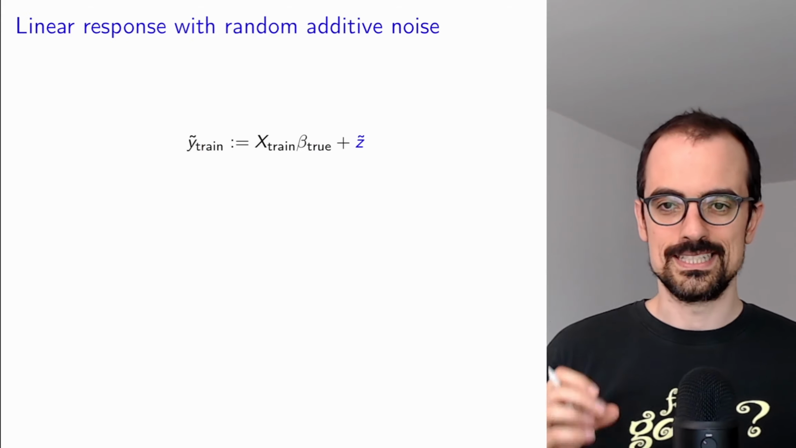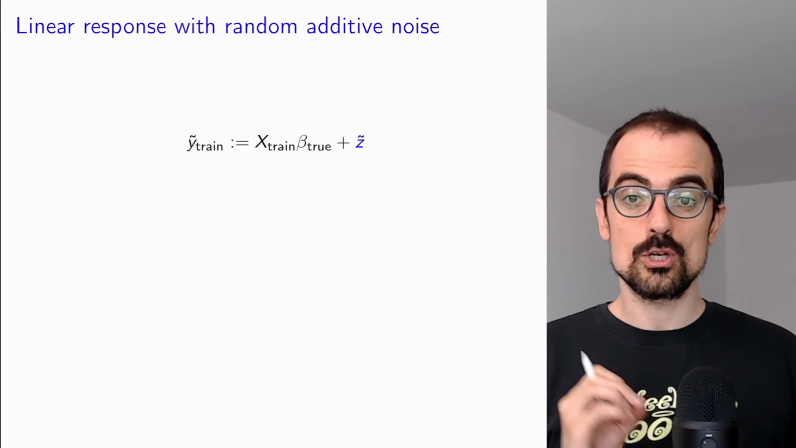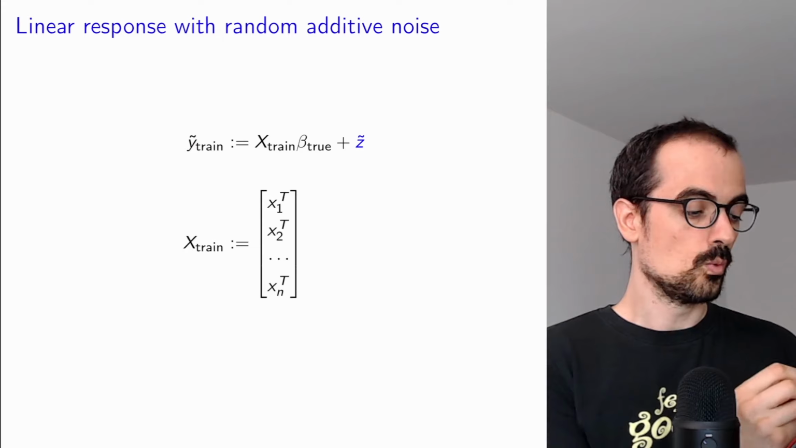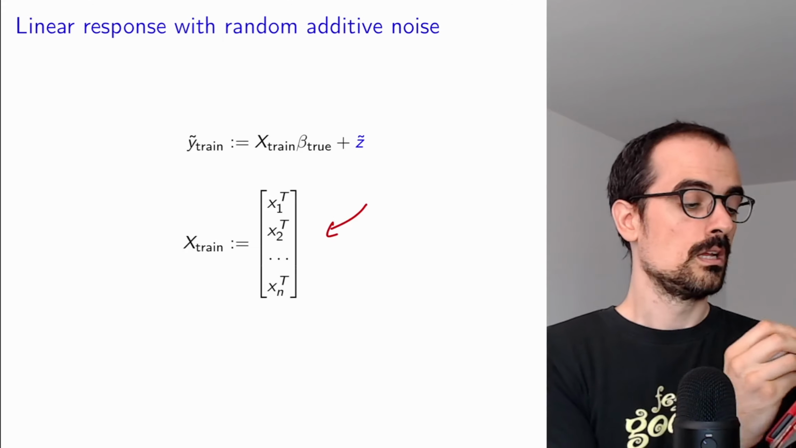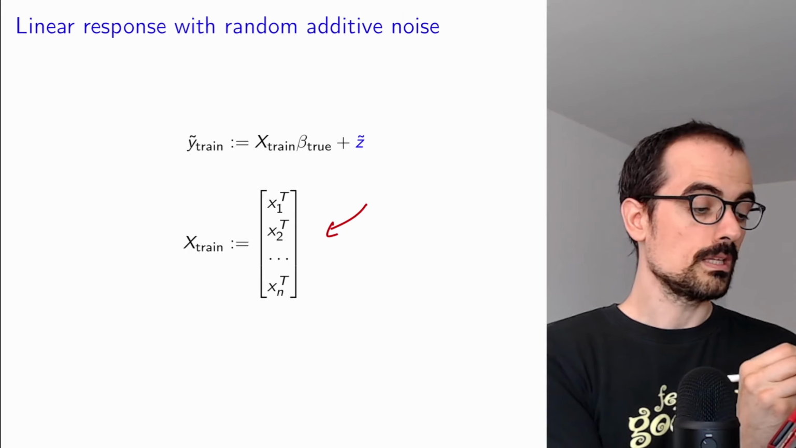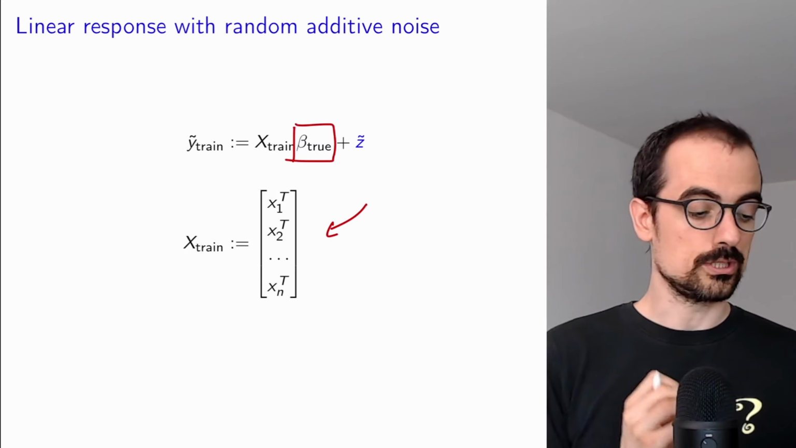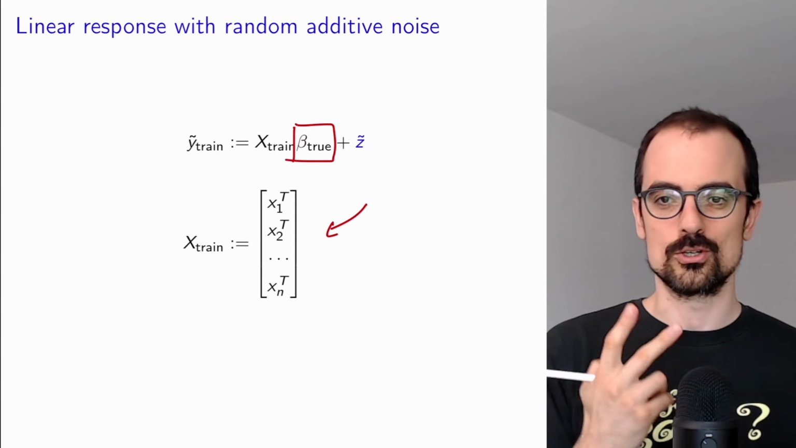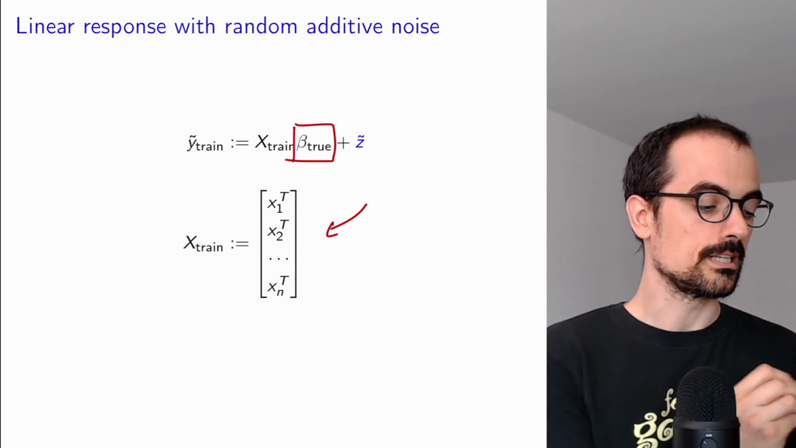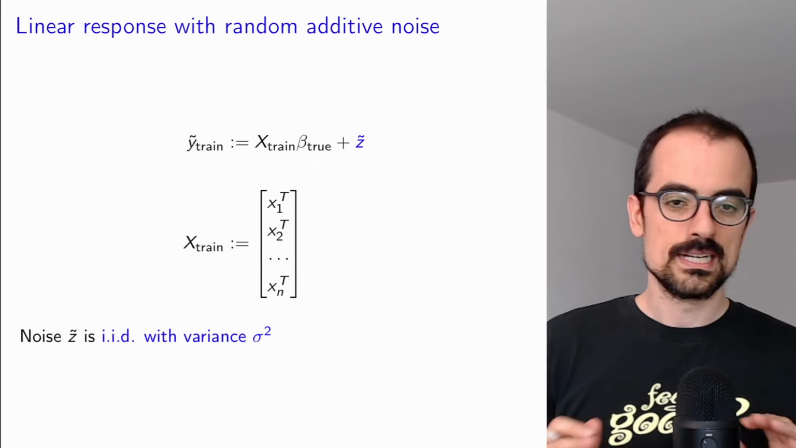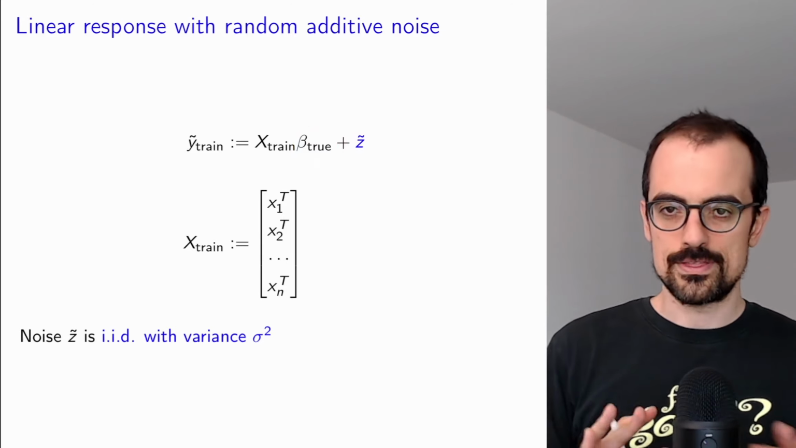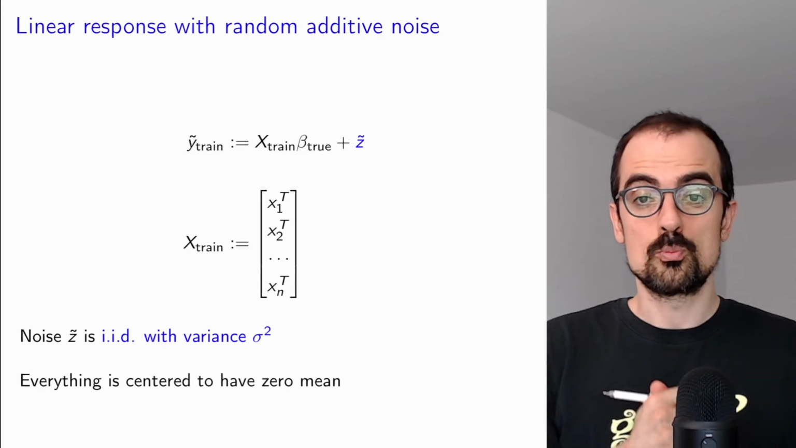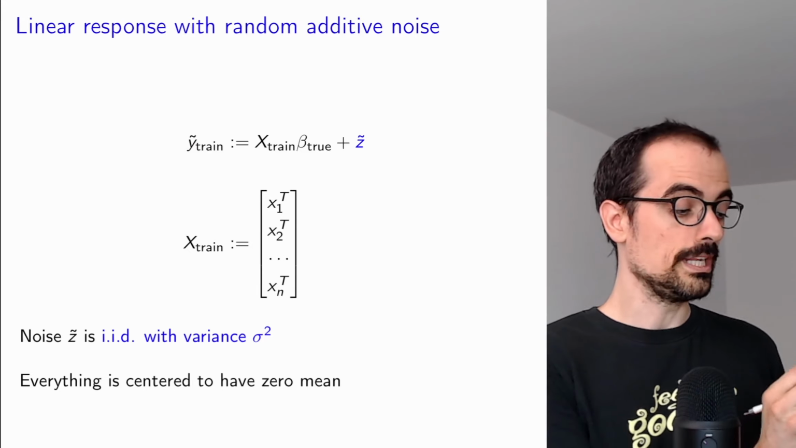In order to explore this issue more in depth, let's consider a simulated dataset where the response is linearly related to the features that are stacked within this matrix, and there are some true coefficients, which in a moment we will see are going to be set to 1, 1, because we're going to have two features, and then we add some additive noise that is going to be Gaussian with a fixed variance. And everything is going to be centered to have zero mean. Now the question is, when is ordinary least squares going to produce a good estimate of these true linear coefficients?